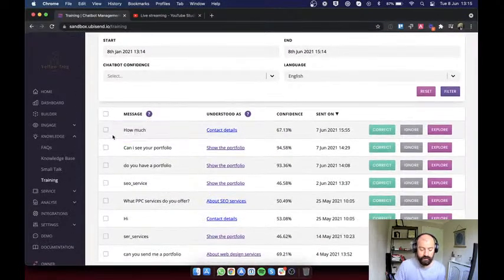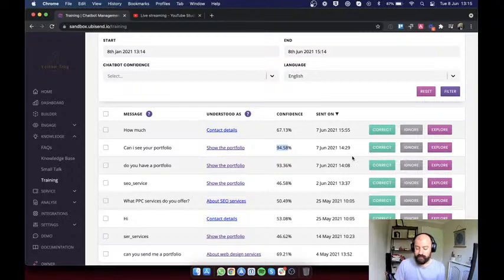For each of these rows, we can do one of 3 things. We can hit correct, which basically tells the chatbot, you understood this message as this FAQ, and your confidence score was X, doesn't matter, but you were correct to understand this message as this FAQ. Therefore, next time you encounter this specific message, raise your confidence score against this FAQ. That's quite easy to understand.